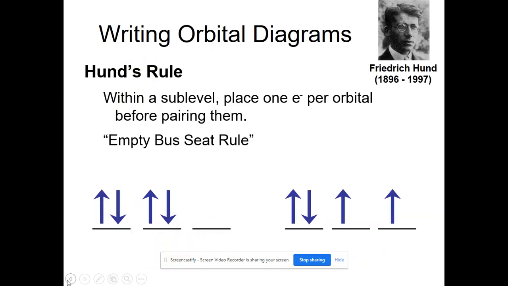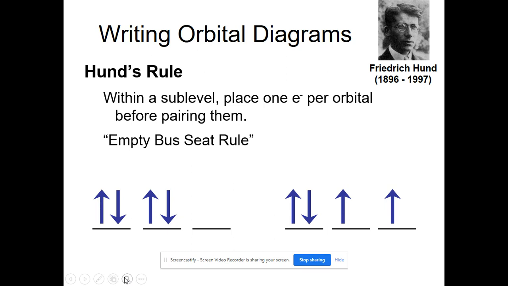Okay, so today what I would like to go over is orbital diagrams. This is another type of electron configuration, and there is information we can get from this that we cannot get other ways. There's a rule called Hund's rule, and this is another rule we have to follow when we're writing orbital diagrams.